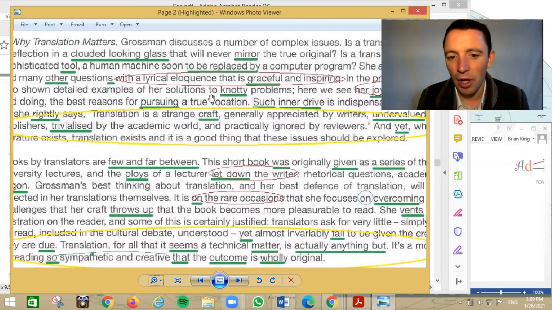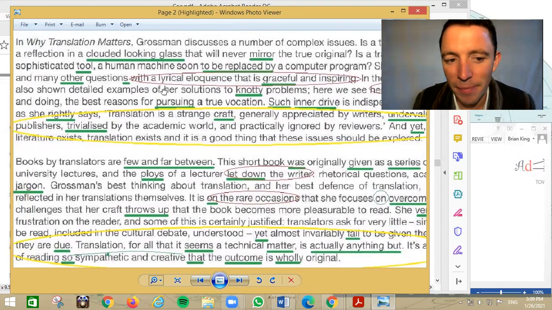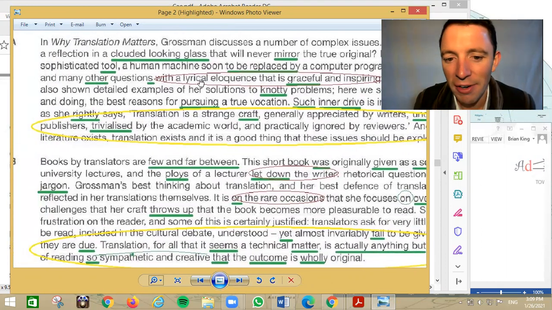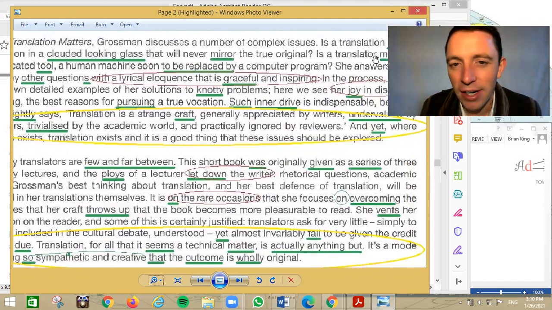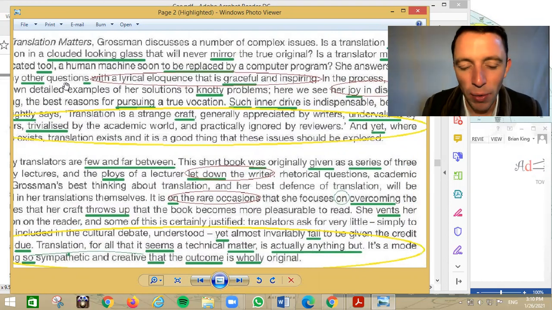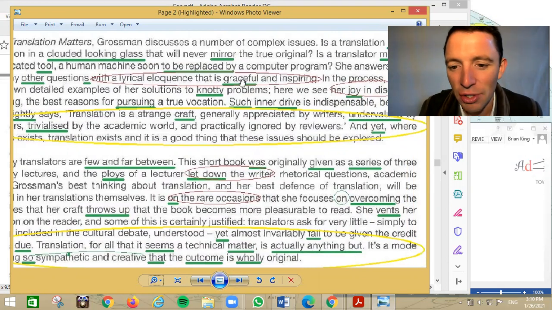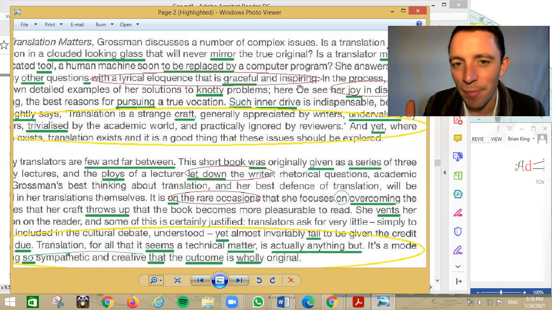So the opinion here, also in the circle, they say many other questions with a lyrical eloquence that is graceful and inspiring. So here she answers these questions with a lyrical eloquence that is graceful and inspiring. So that's evidence here in the red circle, evidence of the beauty of the writing and her recognition that the writing is fantastic. So she praises the book. Okay, so reviewer A has a very good opinion about the writing. She thinks the writing is fantastic.